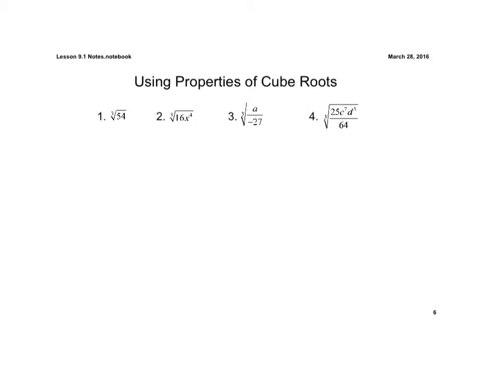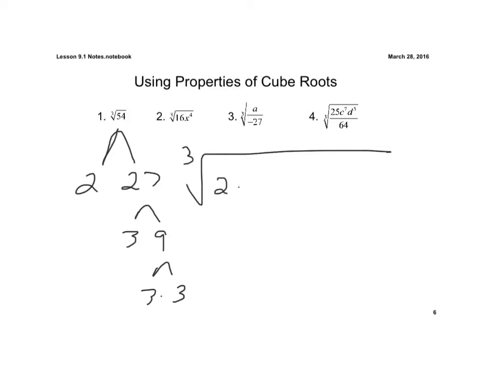And the last type we're going to look at are cube roots. So we're not going to change anything. We're still going to do the factor tree. So we're going to do the factor tree for 54. So that's 2 and 27. That's 3 and 9. And that's 3 and 3. So I'm going to rewrite it as the cube root of 2 times 3 times 3 times 3.